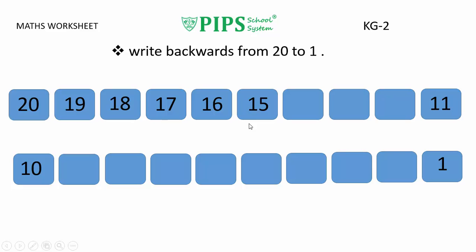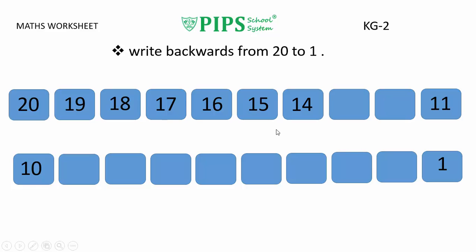Which number comes before 15? Start backward counting from 20. 20, 19, 18, 17, 16, 15, 14. 14 comes before 15. Now we will write the number 14 in the empty box like this.